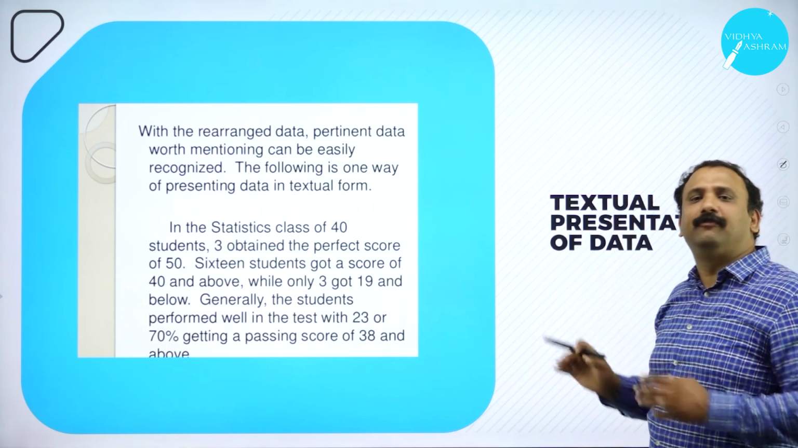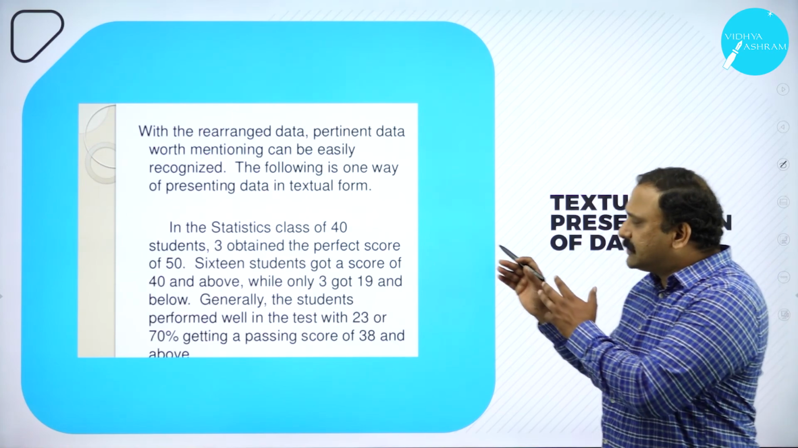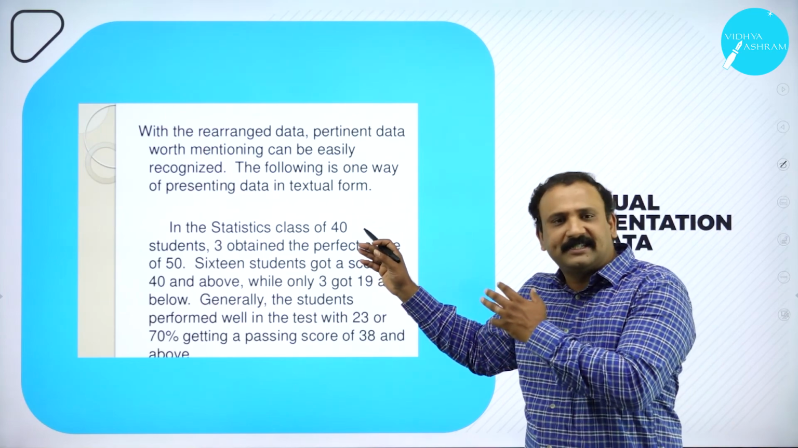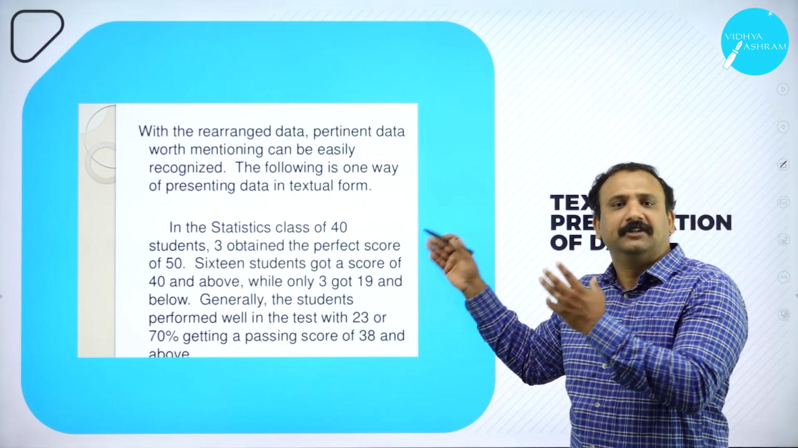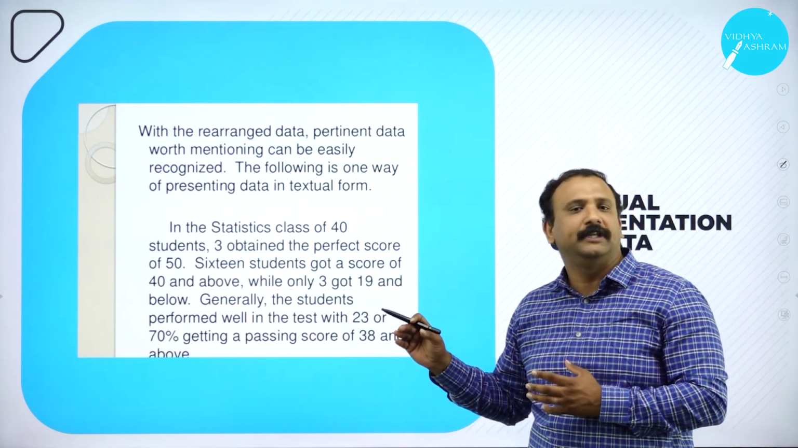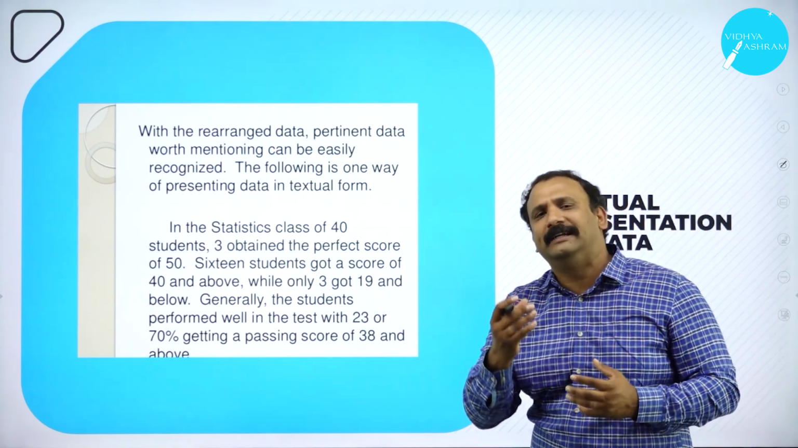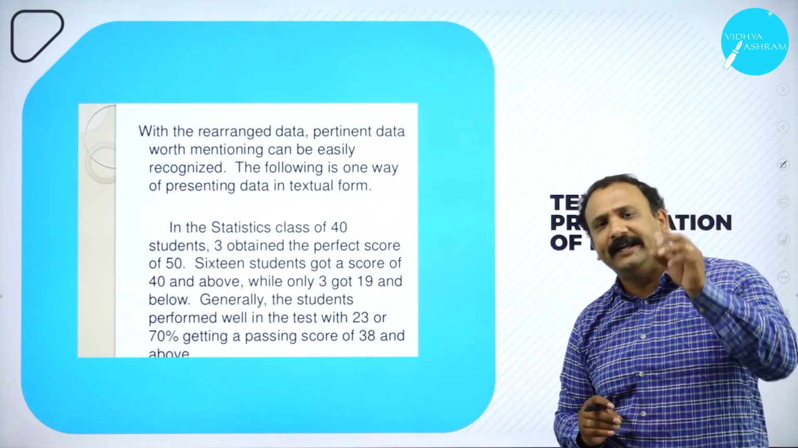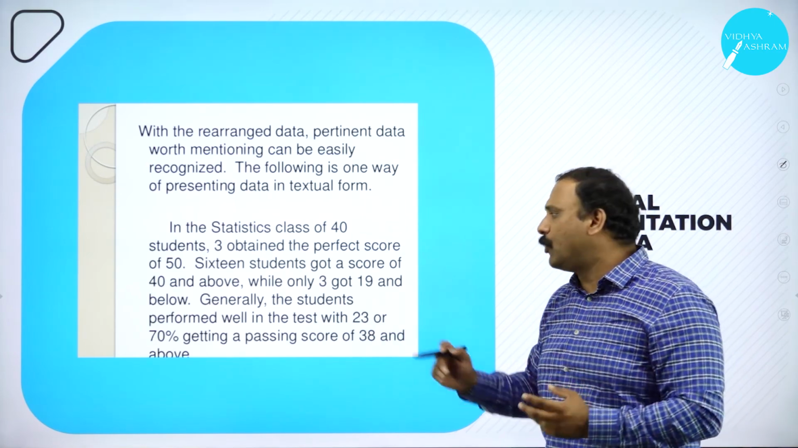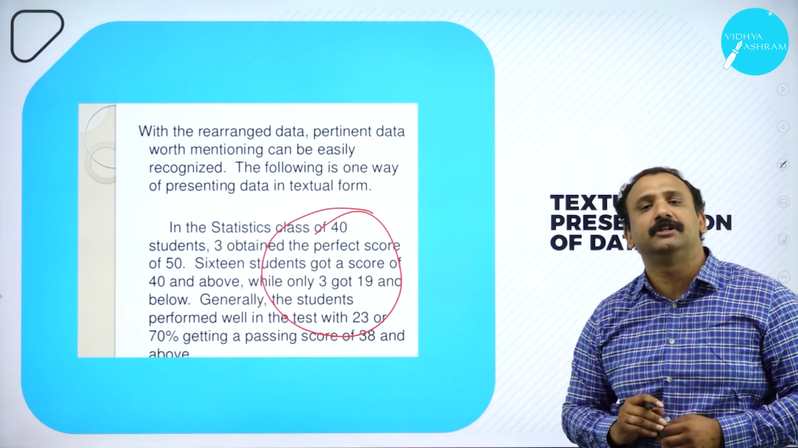what is the textual form of data? Let's have a quite close look into the way how it has been written. There is an example where we are going to talk about some data here. It says that in a statistics class of 40 students, 3 obtained a perfect score of 50, 16 students got a score of 40 and above, while 3 got 19 and below. So I'm going to talk about a data in a theoretical format. The entire data is presented to you like a mini story. So this is what we call it as the textual form of data representation altogether.